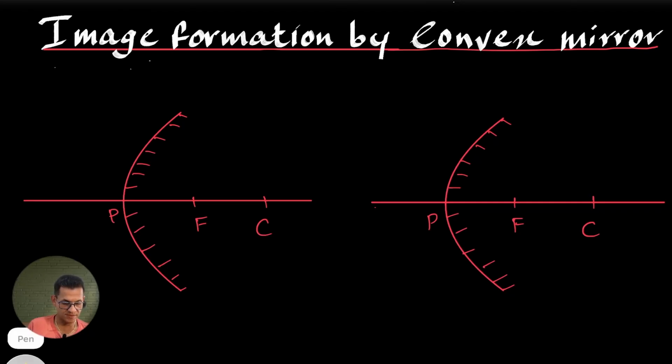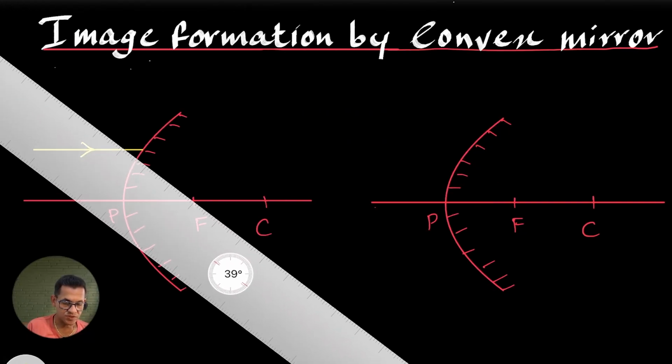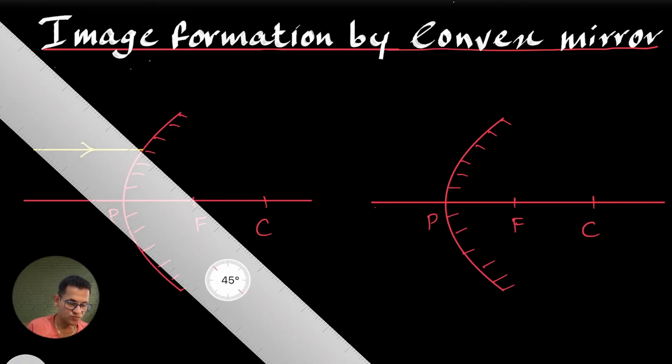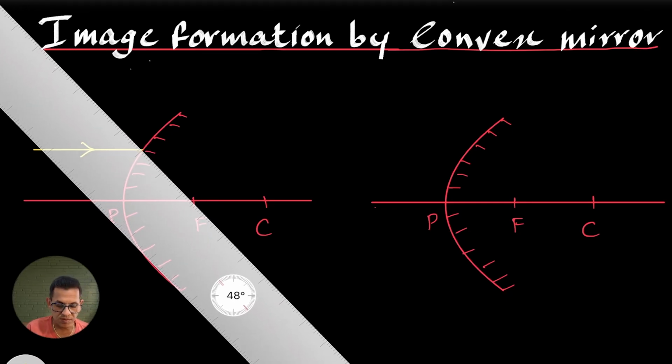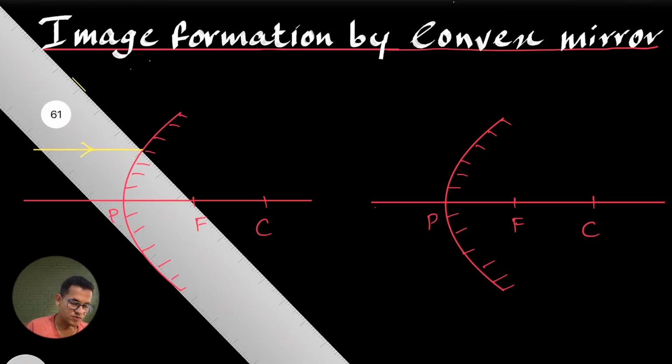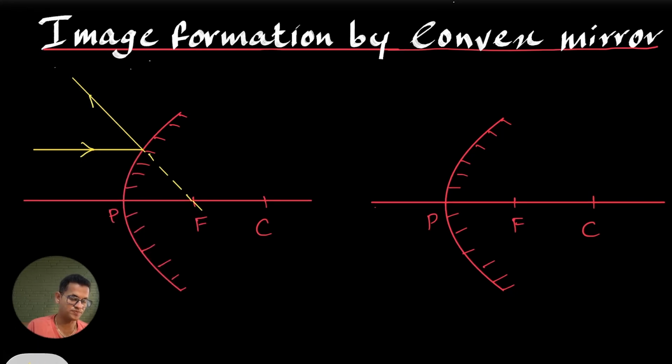The first rule says that if a light ray is traveling parallel to principal axis, like so, then it will diverge or appear to diverge through focus. So it will appear as if the light ray is diverging through focus. Let me get that correct here. So it will diverge in this direction, but it will appear as if it is diverging through focus. So that is the first rule.